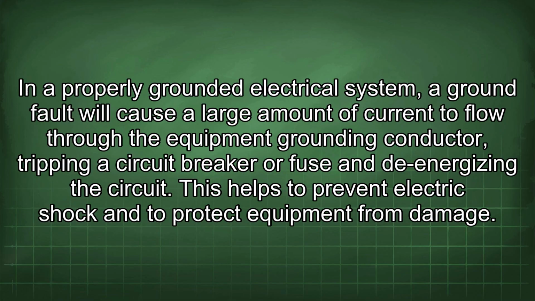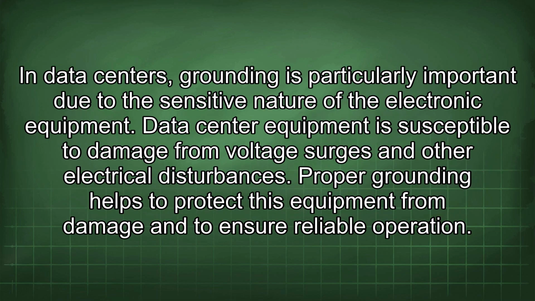In a properly grounded electrical system, a ground fault will cause a large amount of current to flow through the equipment grounding conductor, tripping a circuit breaker or fuse and de-energizing the circuit. This helps to prevent electric shock and to protect equipment from damage. In data centers, grounding is particularly important due to the sensitive nature of the electronic equipment. Data center equipment is susceptible to damage from voltage surges and other electrical disturbances. Proper grounding helps to protect this equipment from damage and to ensure reliable operation.